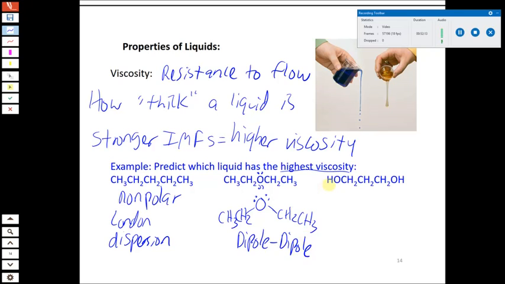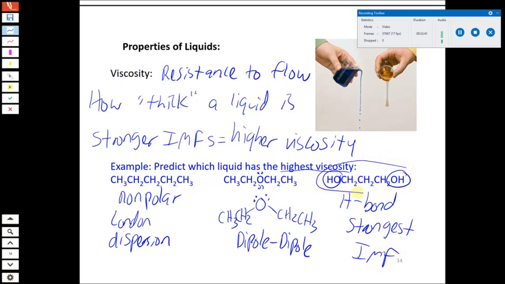Then finally, in the last molecule here, without even thinking about in detail what the shape of it is, we see very clearly that there are two OH bonds in this molecule. All right, one at each end. So this has hydrogen bonding involved. Anytime you have hydrogen bonded to oxygen or nitrogen or fluorine, you have hydrogen bonding interactions as intermolecular forces. This is going to give us the strongest intermolecular forces of these three. And this molecule then would be the one that you expect to have the highest viscosity as a result.